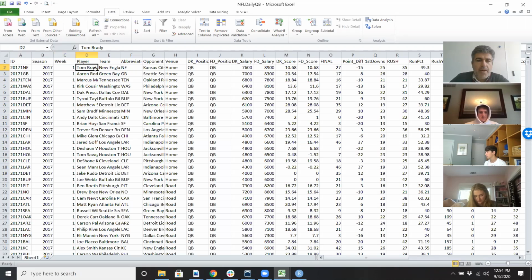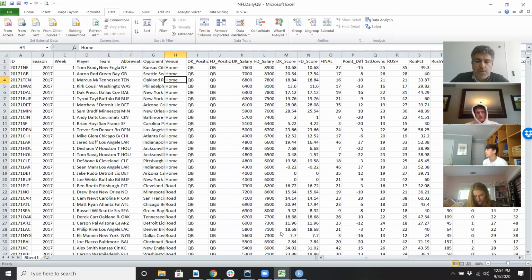So if we think about it, Tom Brady, his team is New England. So the team, is a team categorical or quantitative? Categorical, right? There are no numbers there. But how many points his team scored, that's quantitative. Or how many rushing yards he got, that's quantitative. Or whether he was home or away, that's going back to categorical.